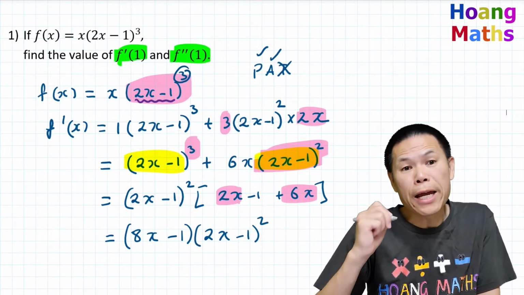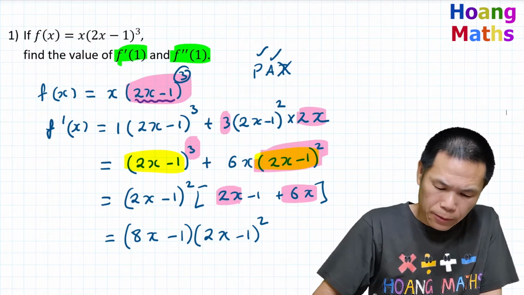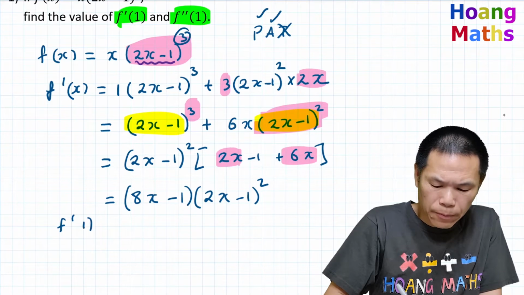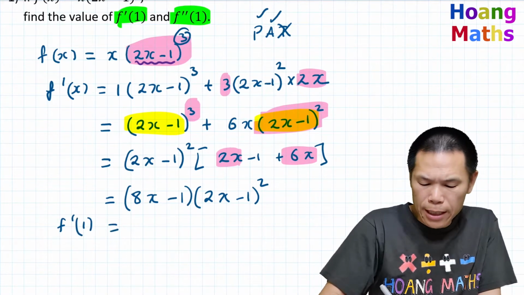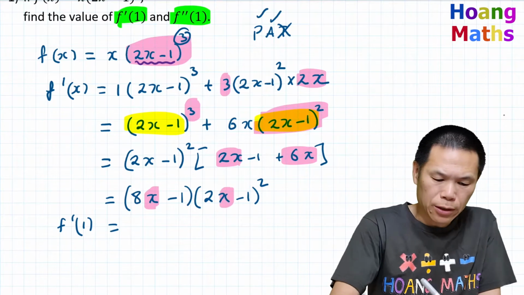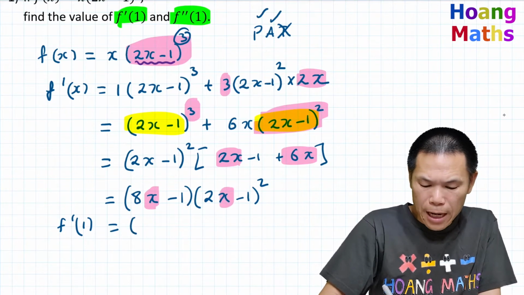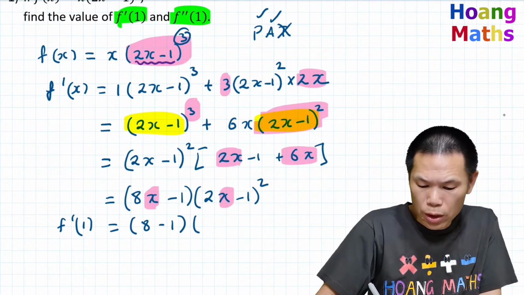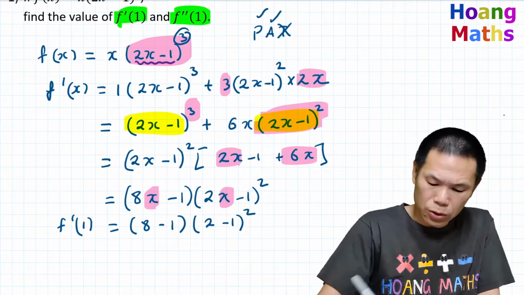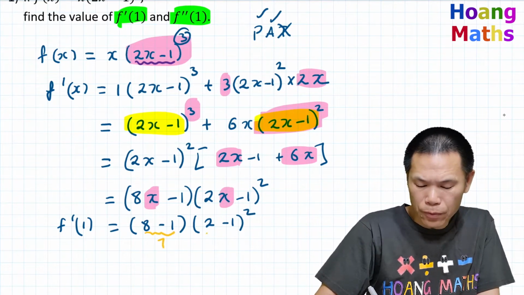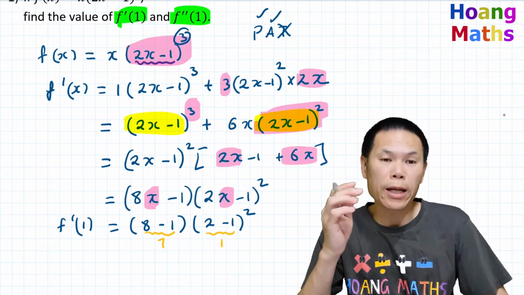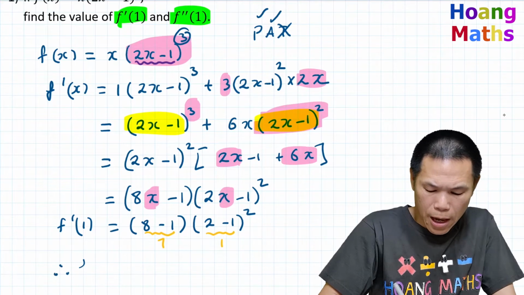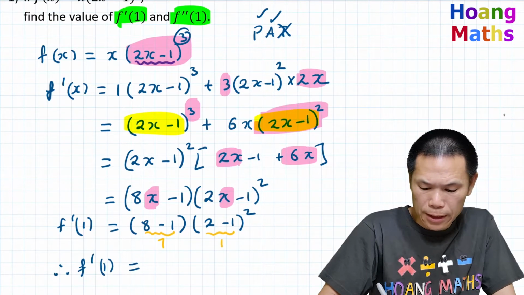So now we need to find f dash 1. Okay. So let me move this up a bit. So f dash 1. So this means that every time we see x, we replace it with 1. So that will give me bracket 8 times 1 is 8 minus 1. And 2 times 1 is 2. And then we minus 1 squared. So now this will give me 7. This will give me 1. So 1 squared is 1. And then 7 times 1 is 7. So therefore, f dash 1 is 7.